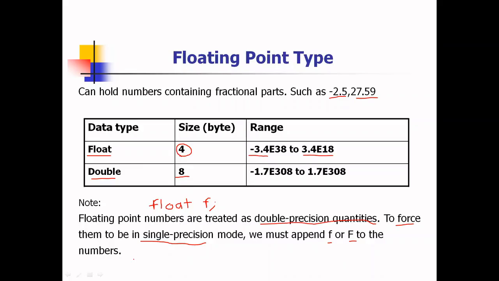So if you are creating a variable of type float, and if you are storing some value into it, you have to append f, small f or capital F, to the end of the number. Okay, let me show you this with an example here. Okay, let us type a simple program here.